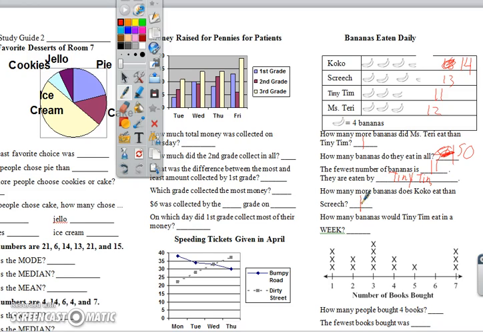How many bananas would Tiny Tim eat in a week? So this is bananas eaten daily, so I'm going to have to take it times 7 days in a week. Get me to 77.